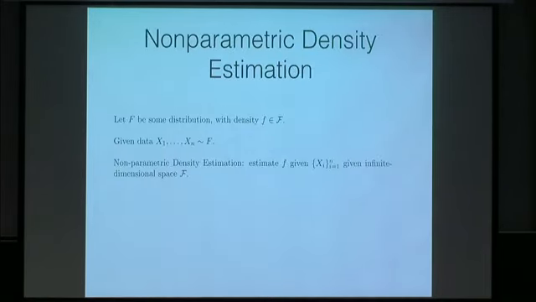This is a problem where you're given n IID samples, x1 to xn, drawn from some distribution with density f. And the goal is to recover this density f from these n samples. And we are in the non-parametric setting, so we want to do this by making as limited assumptions on the function space script f as possible. And so this is one of the big open problems.